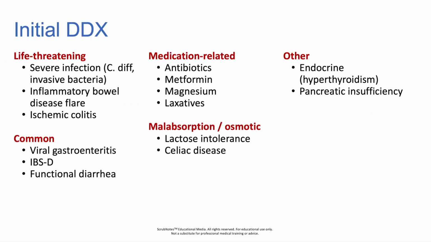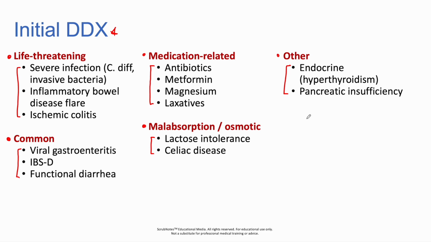Before narrowing anything, we want to start with a broad differential list. Diarrhea falls into a few main categories. It could be life-threatening causes like severe infection, IBD, colitis; common causes like viral gastroenteritis, IBS-D, functional diarrhea. It could be medication-related, such as antibiotics or laxatives, magnesium. There could be malabsorptive causes like lactose intolerance, celiac disease, or other food allergies. So the key idea here is not to make a long list. We just need to identify the pattern and figure out which bucket our patient fits into.